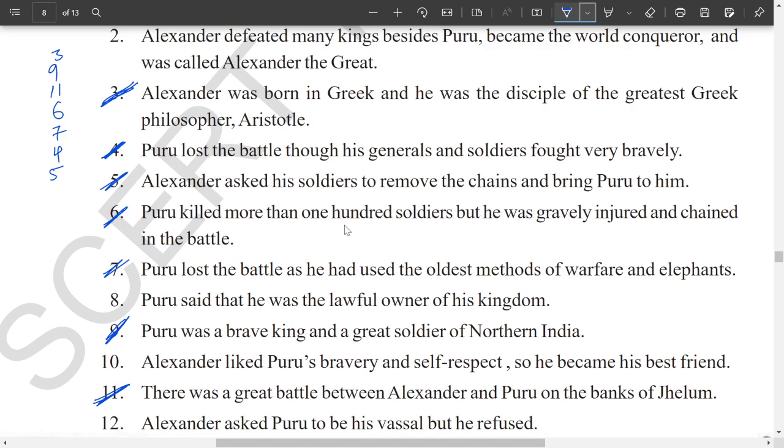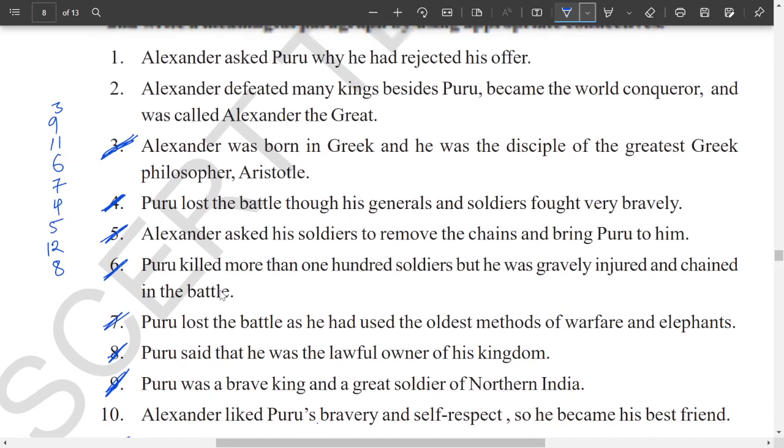Now Alexander, can we use the next one here? Alexander liked Puru's bravery, or Alexander asked Puru to be his vassal. Now Alexander asked Puru to be his vassal. Okay, so after removing the chains, Alexander asked Puru to be his vassal. But what happened? Puru said that he was the lawful owner of his kingdom, so he cannot be his vassal. So the eighth one you can use here.